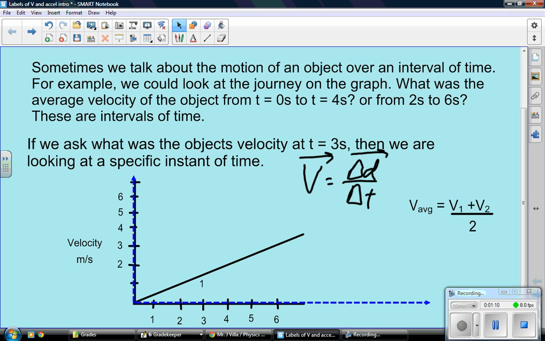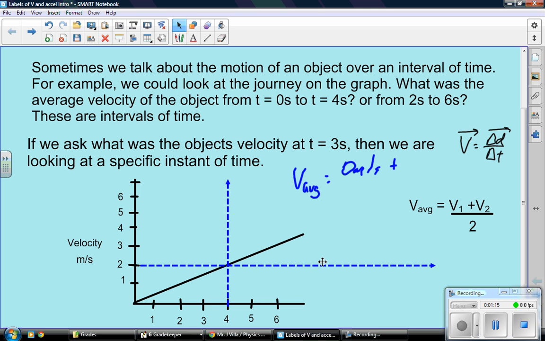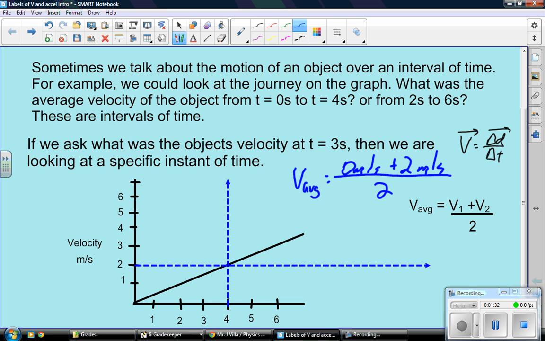So if we want to see what the velocity was at time equal to 4 seconds, we can just set up a crosshairs, and you can see that the second velocity for that formula will be 2 meters per second. Divide that by 2, and you get the average velocity. So that time interval was 1 meter per second. All right. Now does that kind of make sense?